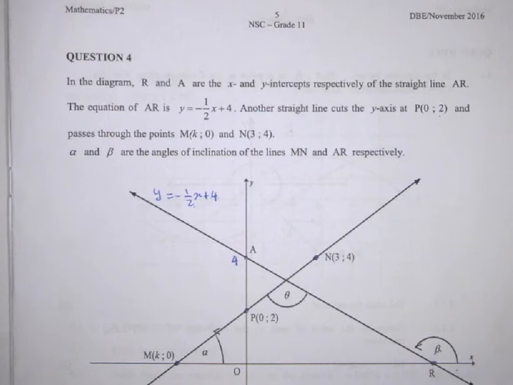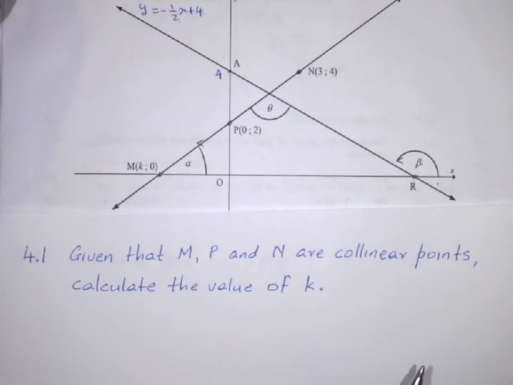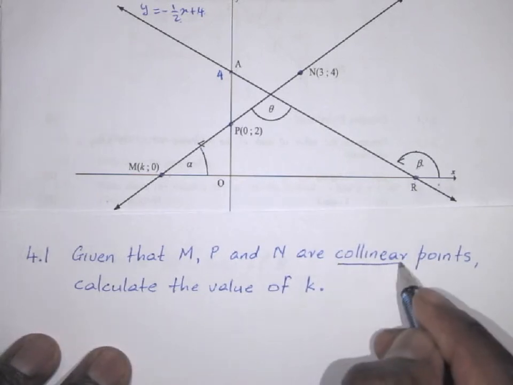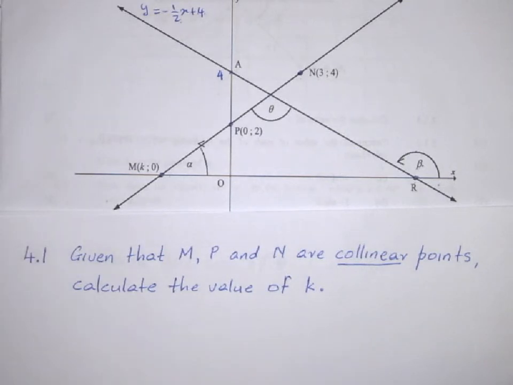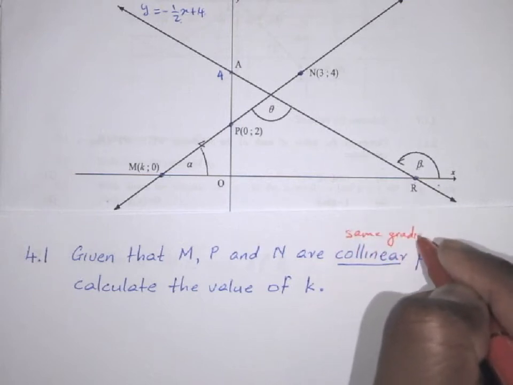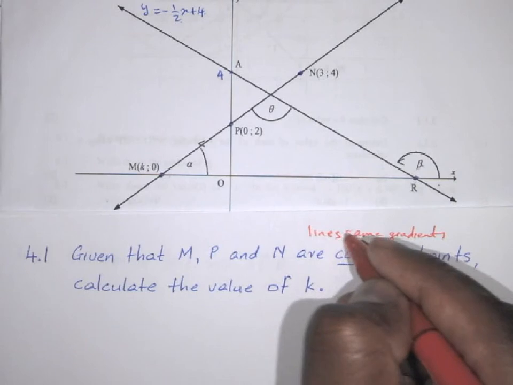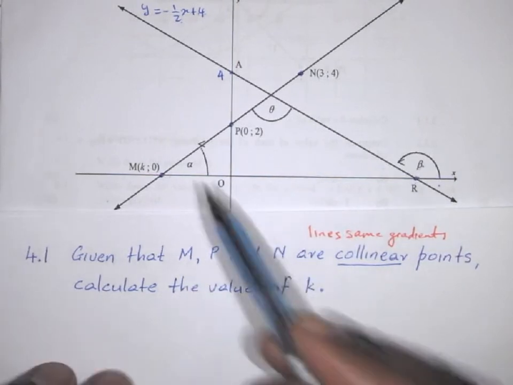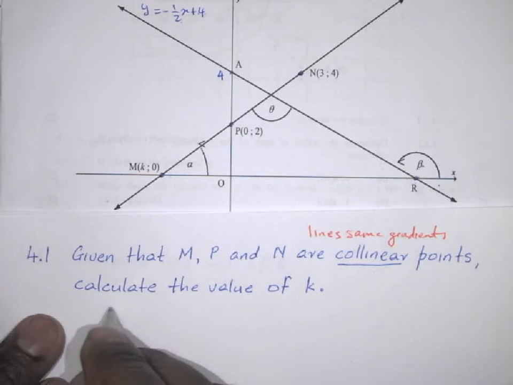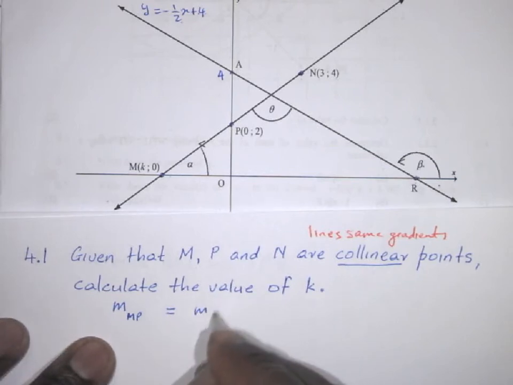Now let's see what the questions are. If I move this up a little bit, this is where I've written the equations and the questions. Given that M, P and N are collinear points. What are collinear points? Collinear points, you need to know that they have the same gradients. So in this case, the lines have the same gradient. What does that mean? MPN, it means that the gradient of MP is the same as the gradient of PN. So let's write that: the gradient of MP is equal to the gradient of PN.